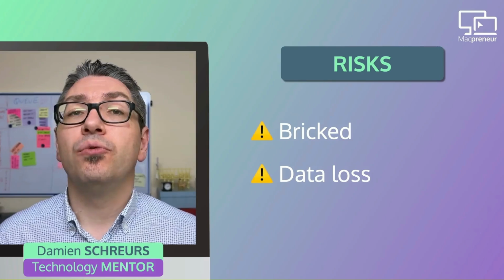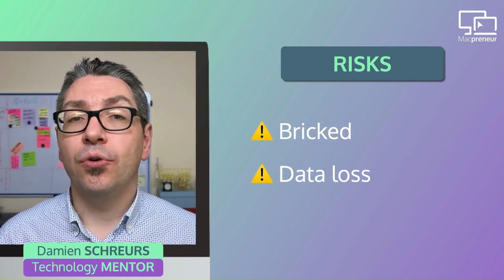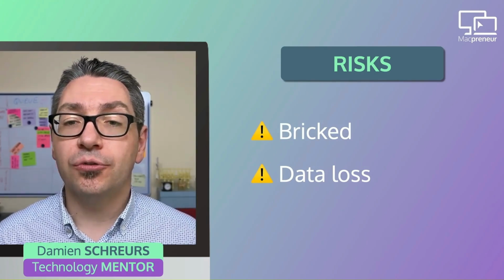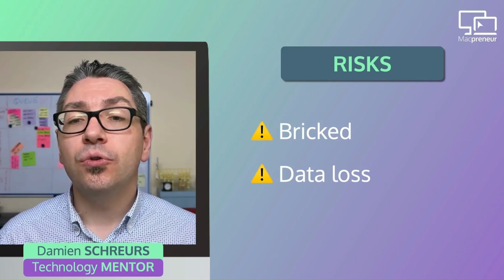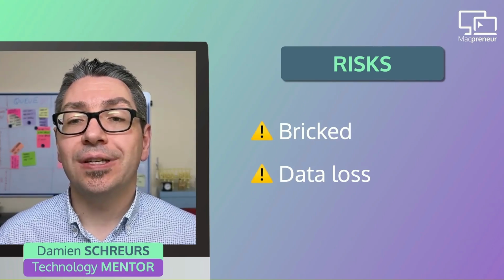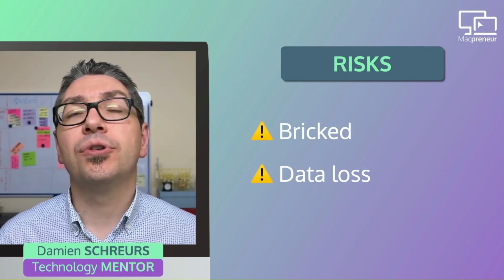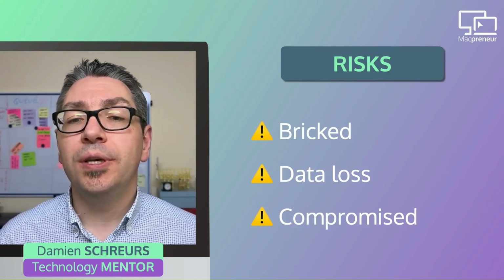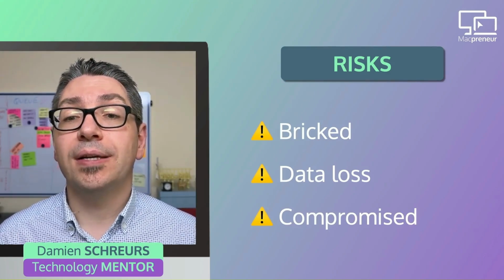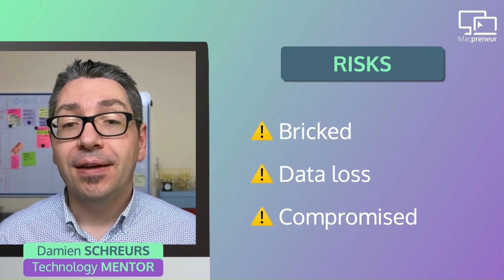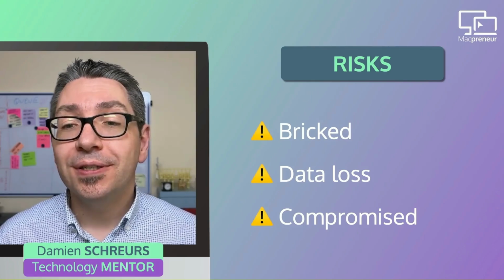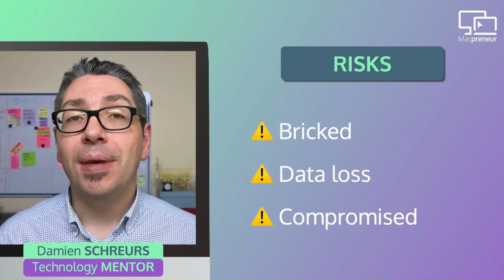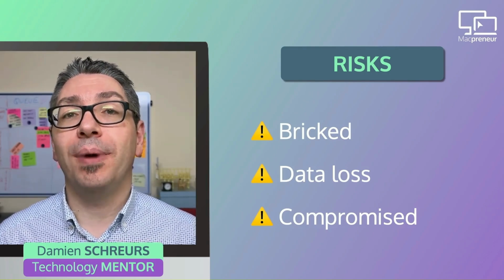The second risk would be data loss, either locally on your Mac or data synchronized with iCloud or other cloud storage providers. This could also impact data stored inside applications like Notes, Mail, or Calendar. The third and last risk would be that your device gets compromised by malware. Beta versions of software and operating systems are naturally full of bugs and vulnerabilities, making them prime targets for bad actors.